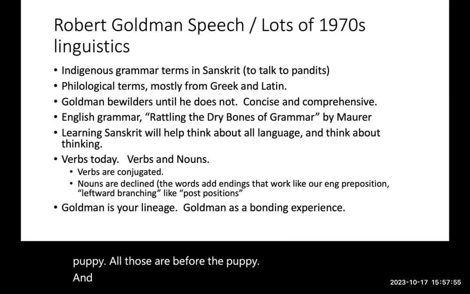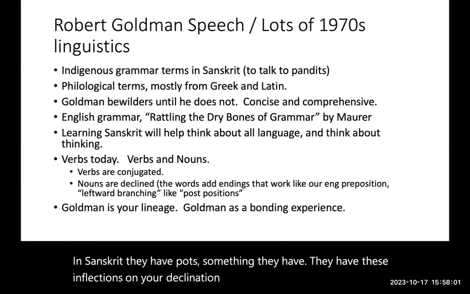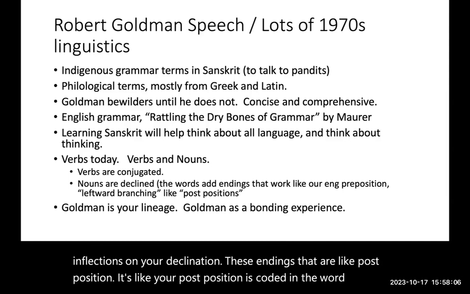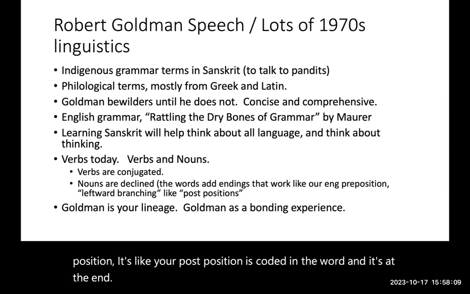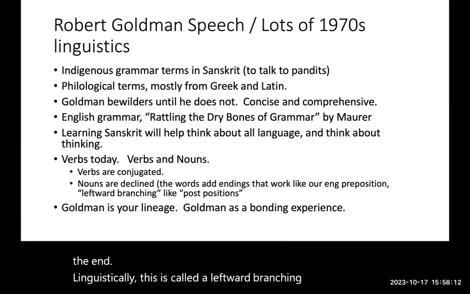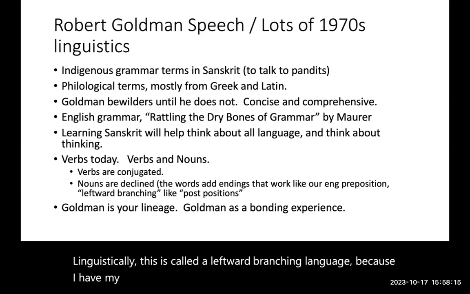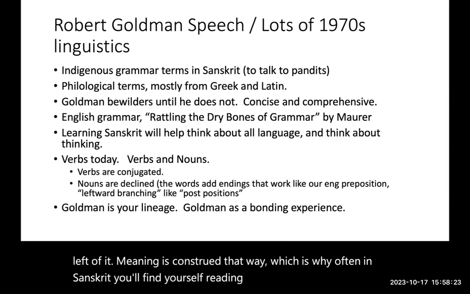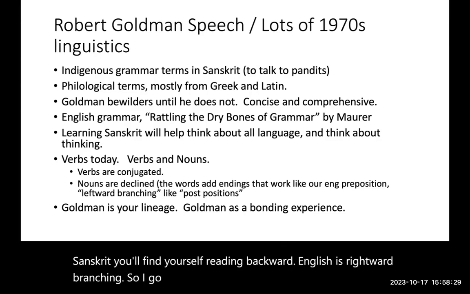In Sanskrit, they have these inflections on your declination, these endings that are like postpositions. It's like your postposition is coded in the word and it's at the end. Linguistically, this is called a leftward branching language because I have my farthest right word and all the words that come to the left of it, meaning is construed that way, which is why often in Sanskrit, you'll find yourself reading backward. English is rightward branching. So I go to the store. To, preposition, the, article, store, location, direct object.